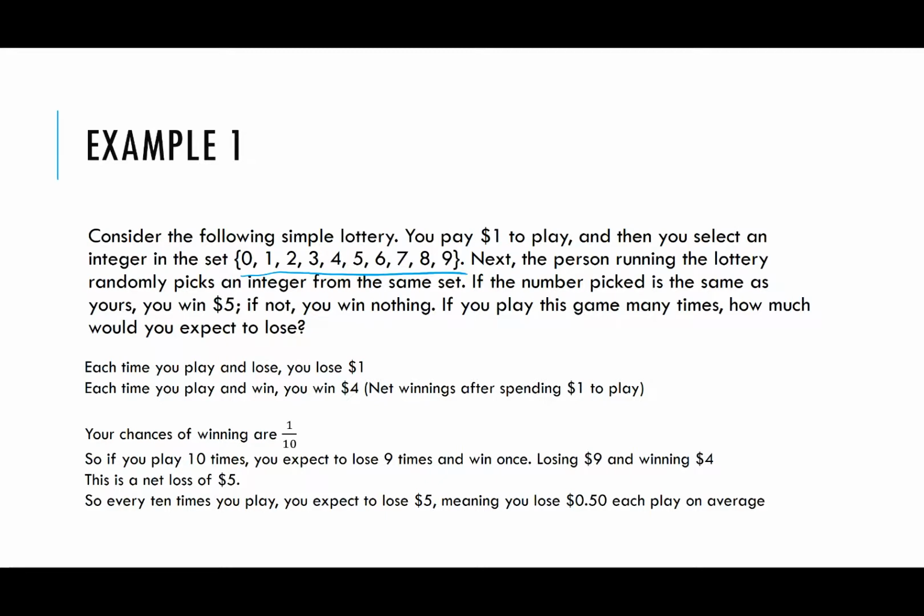statistically. That means if you lose 9 times, you're going to be losing $9. And that one time that you win, you will win $4. So you play 10 times and you end up losing $9 and you end up winning $4. So that's a net loss of $5. So every 10 times you play, you lose $5.